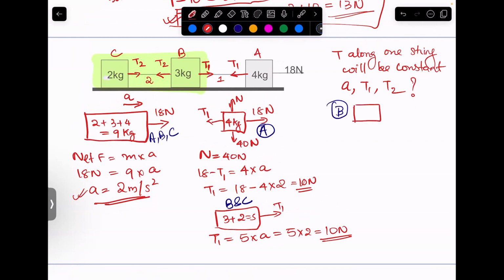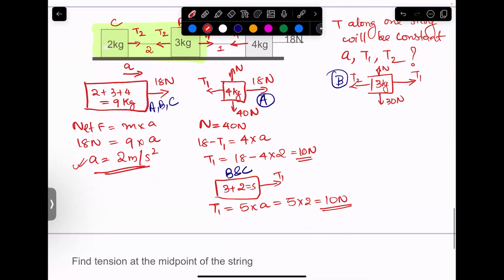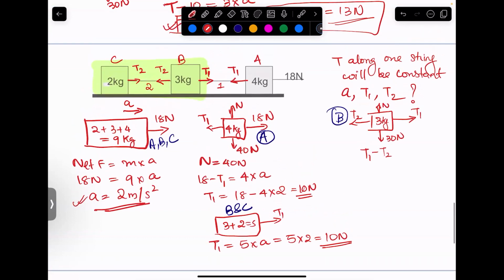You take this 3 kg block. So what is the free body diagram? There is T1 acting towards right, T2 acting towards left, and there is a reaction force N, and there is a weight 30 Newton. So N equal to 30 Newton here, and T1 minus T2, because we are assuming this particle to be moving along 18 Newton direction.